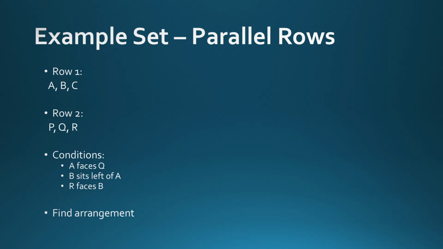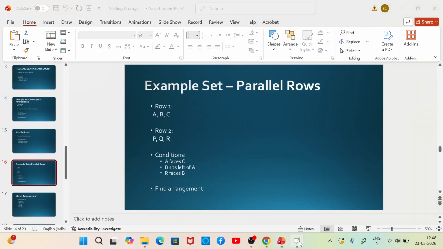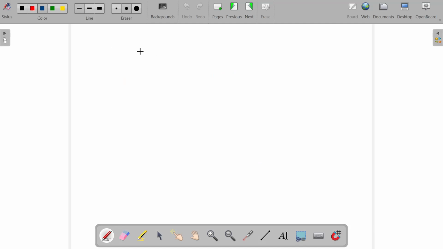Row 1 ABC are sitting, row 2 PQR are sitting. Conditions: A faces Q, B sits left of A, R faces B. Find arrangement. Okay, so let's solve this one. Here two rows are there and three people are there. Okay, so we'll make two parallel rows: 1, 2, 3, 1, 2, 3. So you remember, in every question I'm focusing on structure first. So here it's given A faces Q, B sits left of A, R faces B. Okay, so let's fix someone.